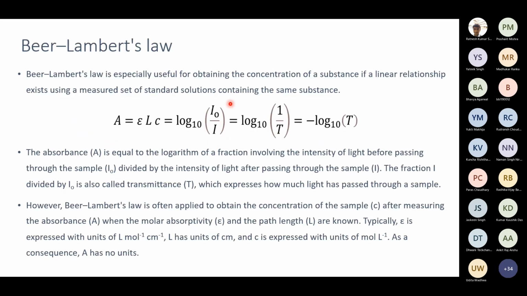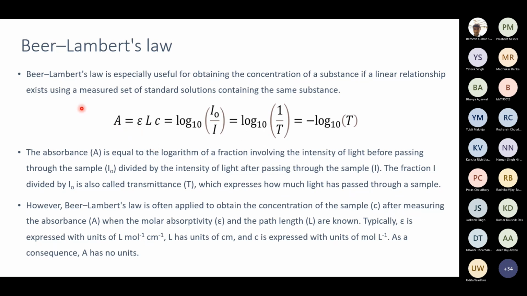So the ratio of I naught upon I, the intensity of incident light divided by the intensity of transmitted light, and its logarithm of base 10 gives us absorbance. This ratio I naught upon I is 1 by transmittance. Transmittance is the fraction of light that is transmitted. So basically, absorbance is nothing but a log 10 of a ratio. Therefore, it doesn't have a unit. So these are the two reasons why absorbance is a dimensionless quantity.